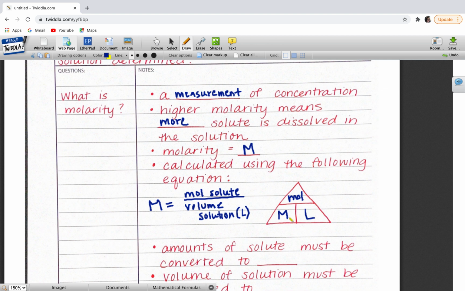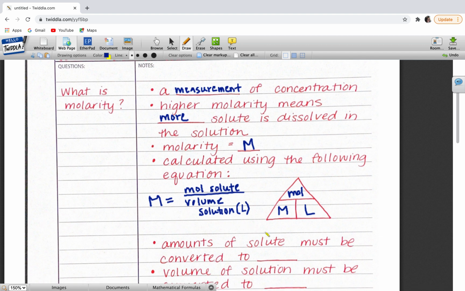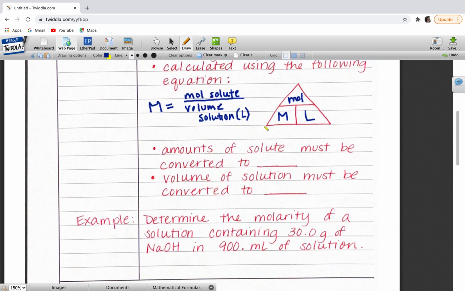So in case you're not familiar with the process of doing algebra with a triangle instead of just doing algebra, that's how you would use this. If you're comfortable just doing algebra and rearranging things algebraically to solve for an unknown, just use the equation. Okay, so first off, you'll notice that the amounts of solute here are going to be in moles. So solute must be converted to moles. If you're given an amount of solute in another unit, let's say grams, because typically we would measure the amount of something in grams, you're going to have to convert that to moles using molar mass.